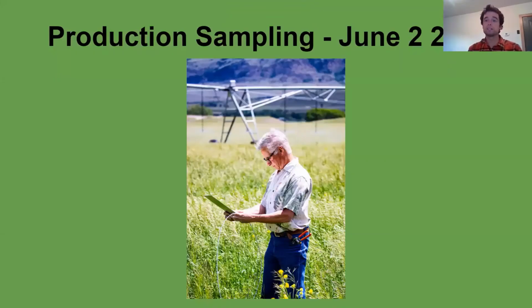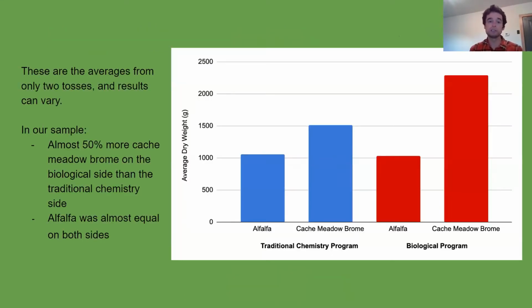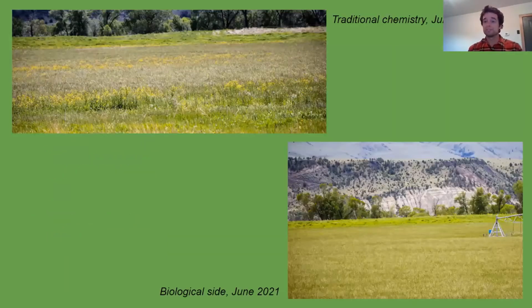We went back the next spring, this year, 2021. These are perennial hayfields, so we wanted to see what we got in year 2, and see if these results stayed the same. We had a local NRCS agent come out and help us do this hoop tossing sampling. And we found that we had significantly more cache meadow brome on the biological side, still higher production. We also saw that those weeds didn't just go away, and those bare spots didn't fill in automatically. So the chemistry side still had significantly more weeds than the biological side.